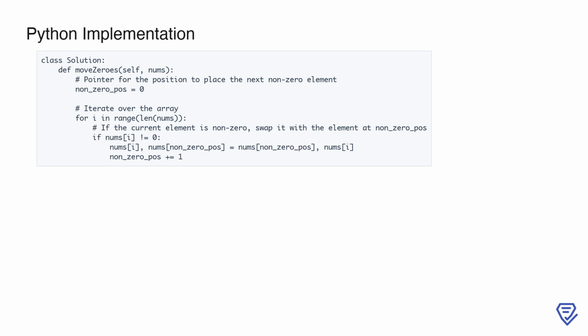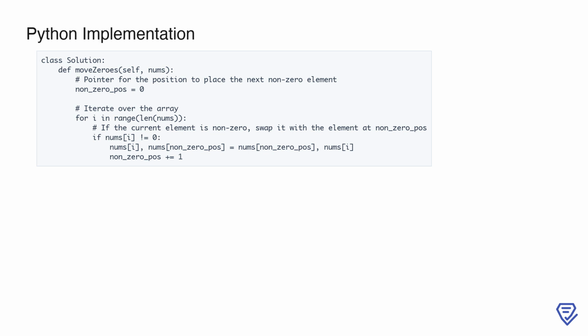This Python solution uses an in-place approach to move all zeros in the array to the end while maintaining the relative order of non-zero elements. We define a variable non_0_pos, which serves as a pointer indicating the next position to place a non-zero element. Initially, it is set to 0 because no non-zero elements have been processed yet. The algorithm iterates through the array using a for loop. For each element at index i, it checks if the current element is non-zero. If it is, the code swaps the current element nums[i] with the element at the non_0_pos index. This ensures that non-zero elements are shifted to the leftmost portion of the array.